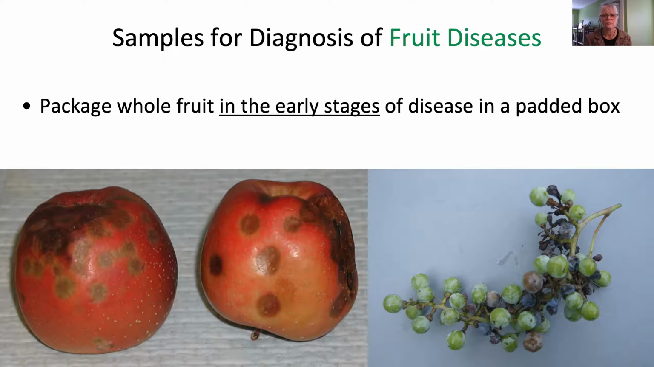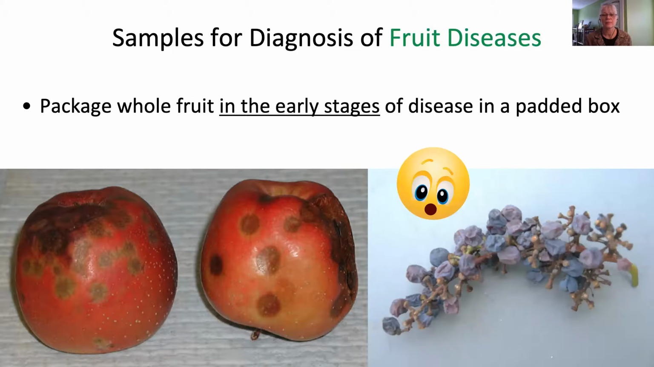And here are some good examples of acceptable fruit samples. The apple has some scattered spots. It's not totally rotted yet, and the grapevine there has both dead and healthy grapes, so it's probably in a stage of disease where we can still find the pathogen. So those are good samples. This is the kind of thing where, once the grapes are all shriveled and dead, they're probably not going to be very useful for diagnosis. And we have, especially with tomatoes, we sometimes end up pouring those out of the bag.